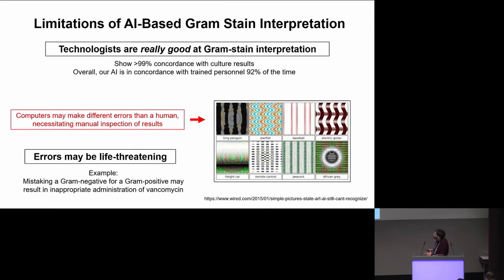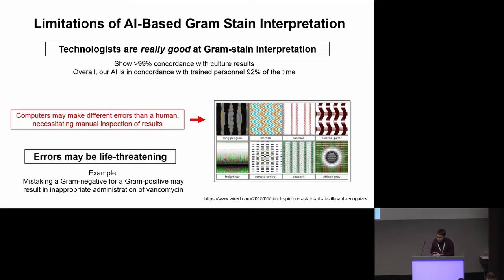So finally, I'd like to talk about a little bit of the limitations of this, because ironically, one of the limitations of an AI-based gram stain is that technologists are really good at this. Technologists have greater than 99% concordance with culture results on the gram stain at this point, and our AI is in concordance with trained personnel about 92% of the time.